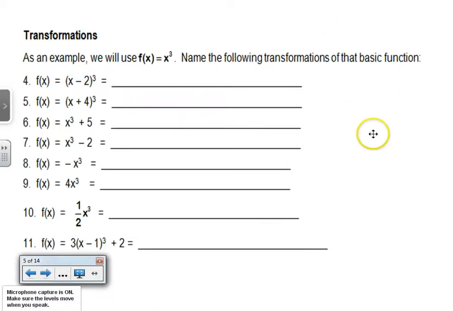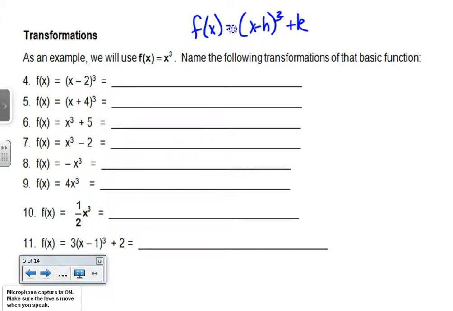And transformations, this should be all old. If I have our standard cubic polynomial of x to the third power, hopefully you remember that (x minus 2) to the third power is a horizontal shift. Remember the general form: (x minus h) cubed, and that could be plus a k. There's also an a in front. We'll talk about that in a second.